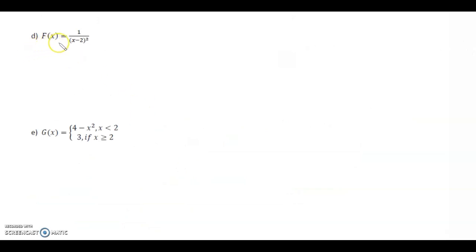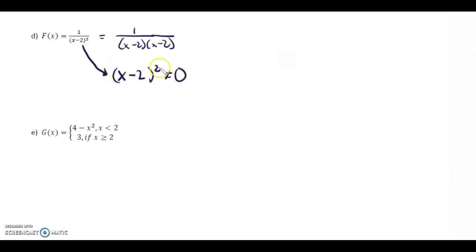Okay, D, f at x equals 1 over x minus 2 squared. Even if we were to expand this, nothing's really happening here. Nothing's getting canceled out. We're going to just directly have a restriction in the denominator. When we have a binomial in the denominator, we know that the denominator cannot equal 0. So x minus 2 squared cannot equal 0.